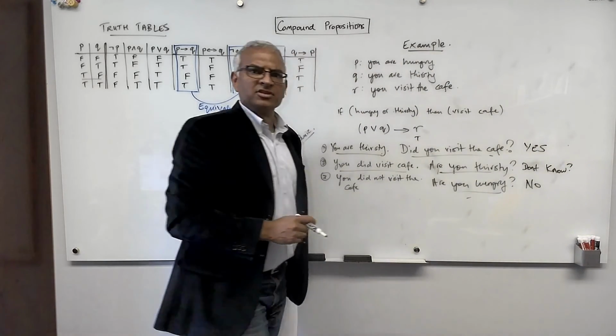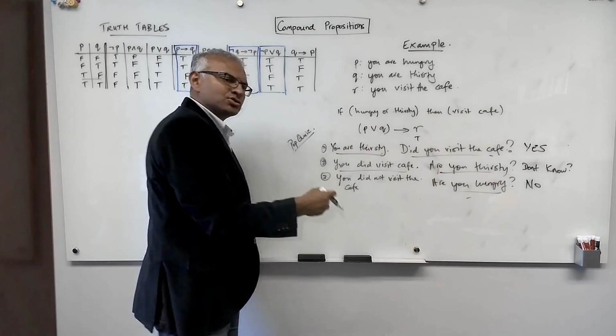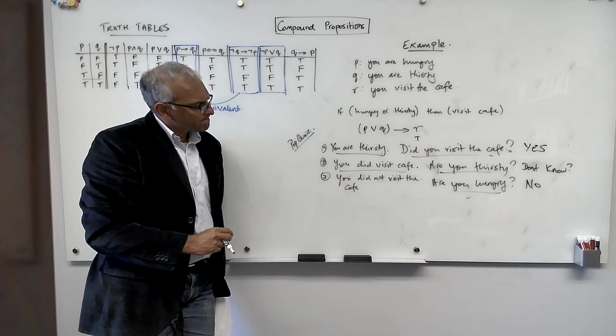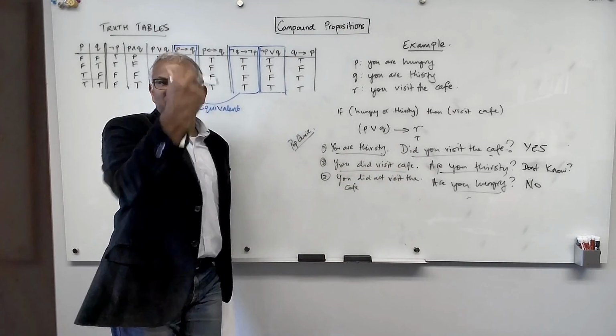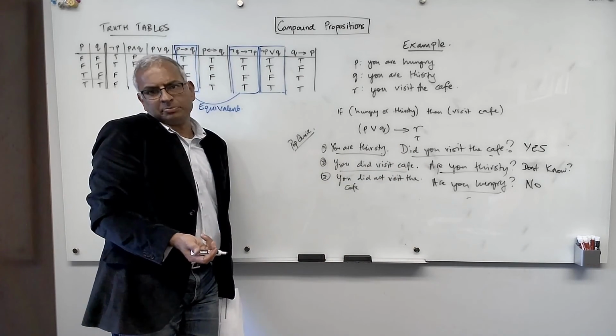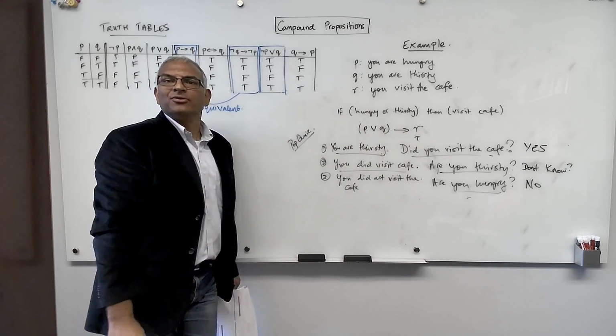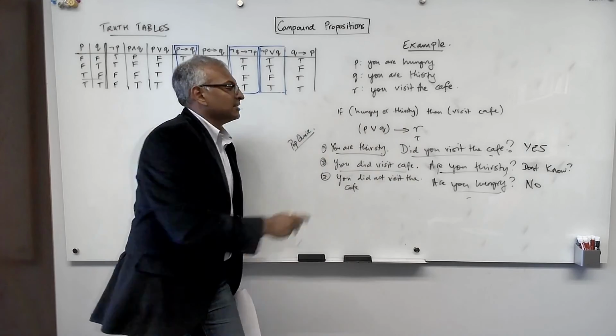There's an important difference there. We know that Q must be true or false, but we don't know which. So you did visit the cafe. You might have just been accompanying a friend. You may not be hungry or thirsty. So just because you visited the cafe doesn't mean you're hungry or thirsty. That's not contained in the implication.